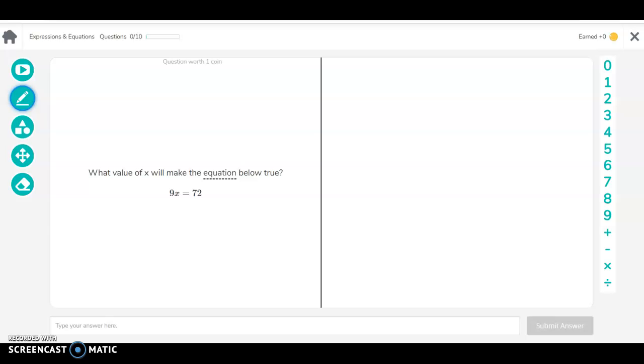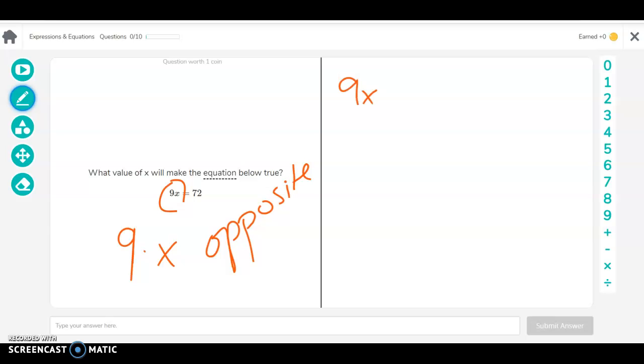But before you can do that, you're going to have to figure out what operation is being done on the side with the variable. So in this case, we have 9x, which means we have 9 times x. So we need to do the opposite of multiplication to get rid of the 9. So I'm going to rewrite this problem over here. The opposite of multiplication would be division. So in order to get rid of the 9, we're going to divide by 9. Whatever you do to one side, you have to do to the other.